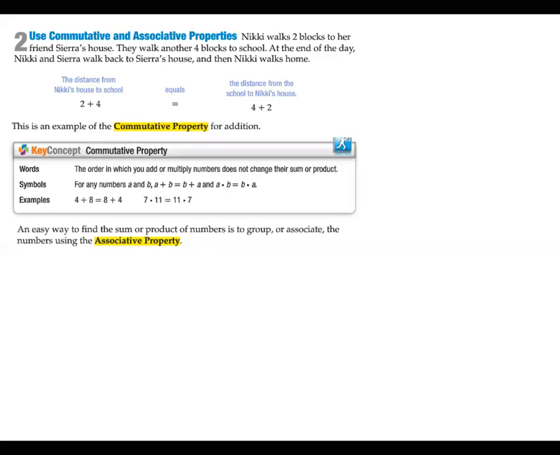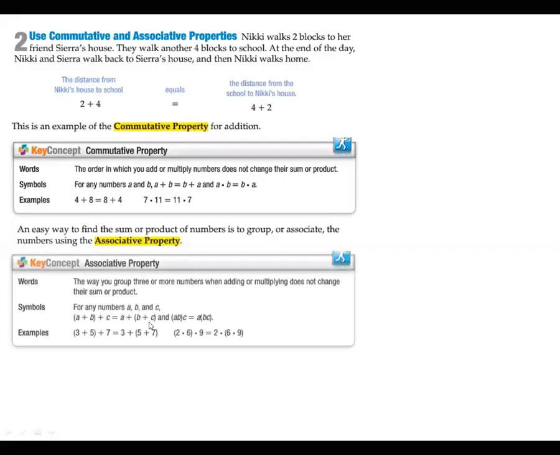All right. An easy way to find the sum or product of numbers is to group or associate the numbers using the associative property. So the way you group 3 or more numbers when adding or multiplying does not change their sum or product. So if you have a plus b plus c and you group a plus b first, or you group the b plus c, doesn't matter. You're still adding all of them together. You're going to get the same answer.